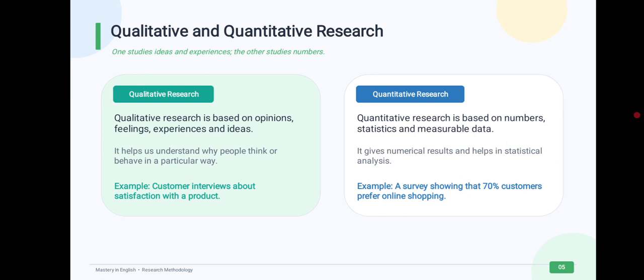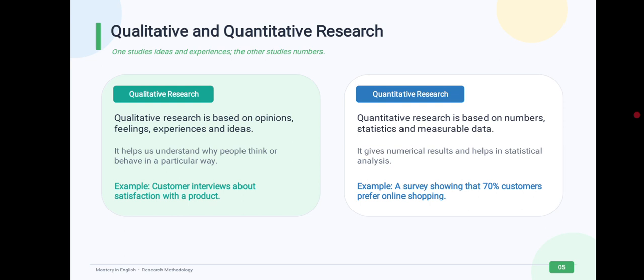So, qualitative research is based on opinion, feeling, experiences. In addition to that, it is also based on attitude and behavior. It studies human thinking and emotions deeply. The research does not mainly focus on numbers. Instead, it focuses on understanding why people think or behave in a certain way.